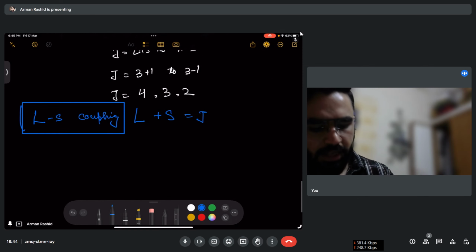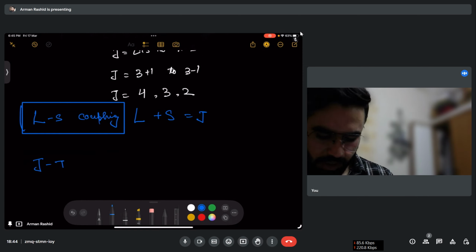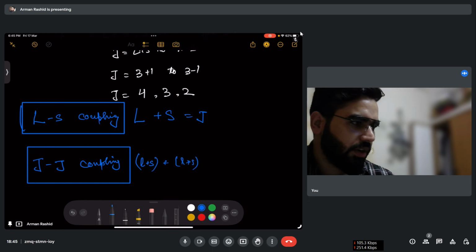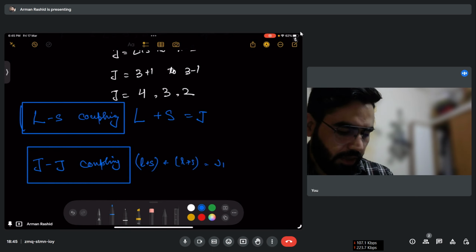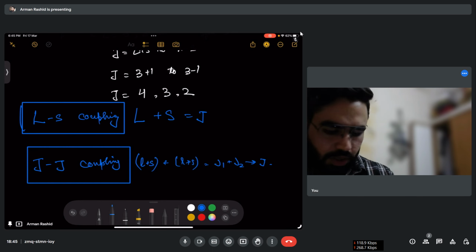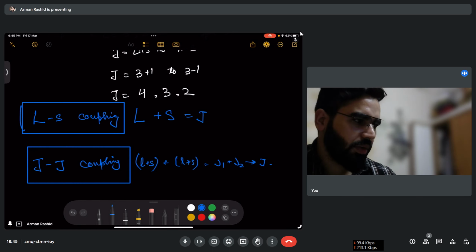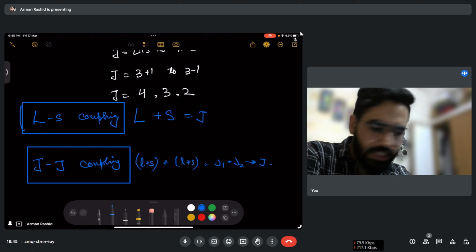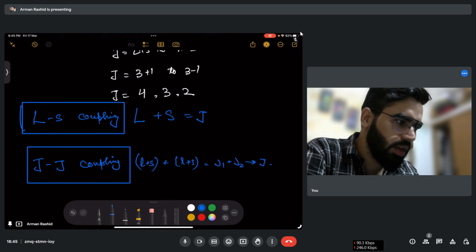Okay, there is another type of coupling you might have heard of, called JJ coupling. In JJ coupling we calculate the small s plus small l for each electron, that means the orbital angular momentum quantum number, then there is an interaction between orbital and spin, and we calculate the small j, that means j1 plus j2, and then we calculate J. This is true in the case of higher atomic number atoms, whereas LS coupling holds true for smaller atomic numbers.